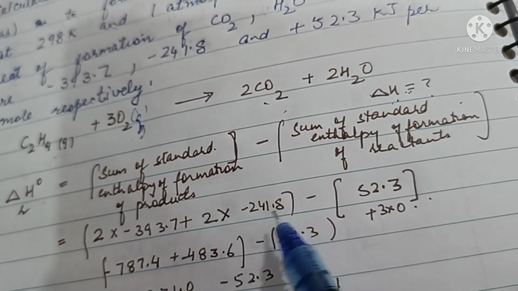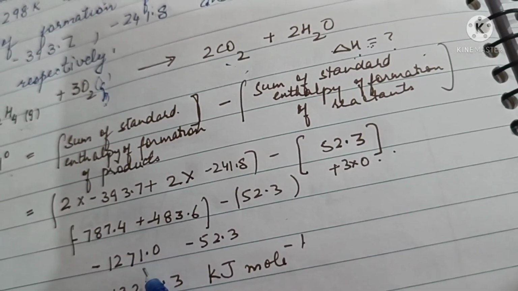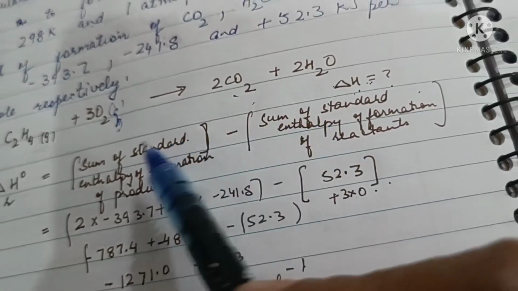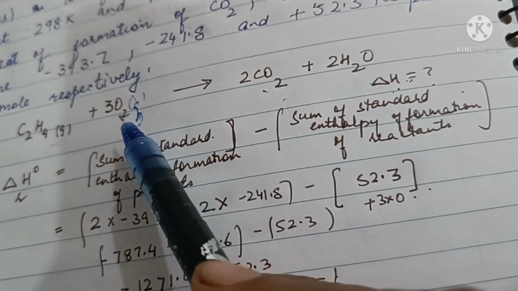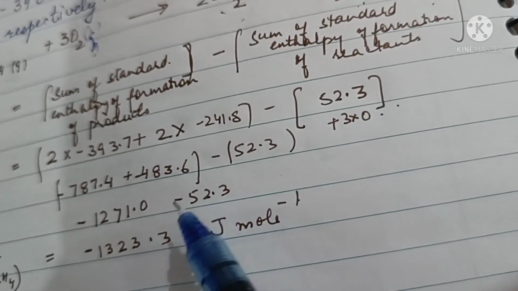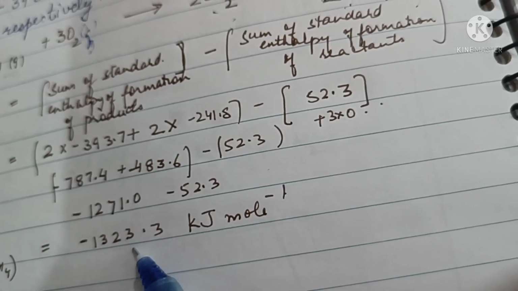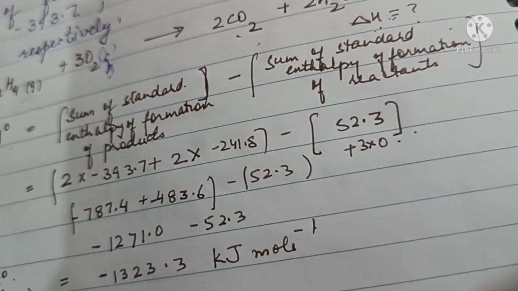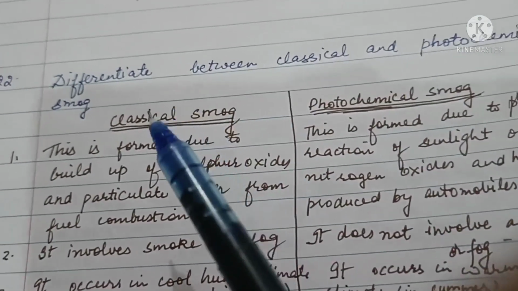Then we add these up. We get this answer, -1271. And from it we subtract ethylene, and oxygen is 0, so 3 into 0 will be 0. So we subtract this and the answer comes out to be -1323.3 kilojoules per mole. Next question is differentiate between classical and photochemical smog.